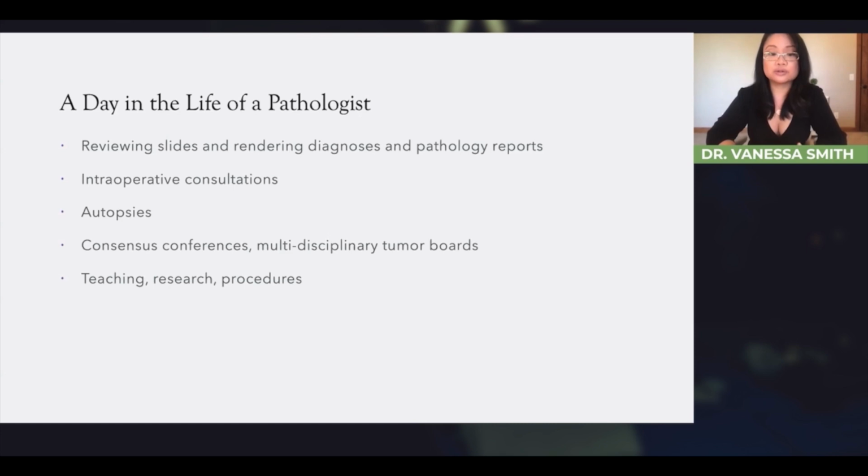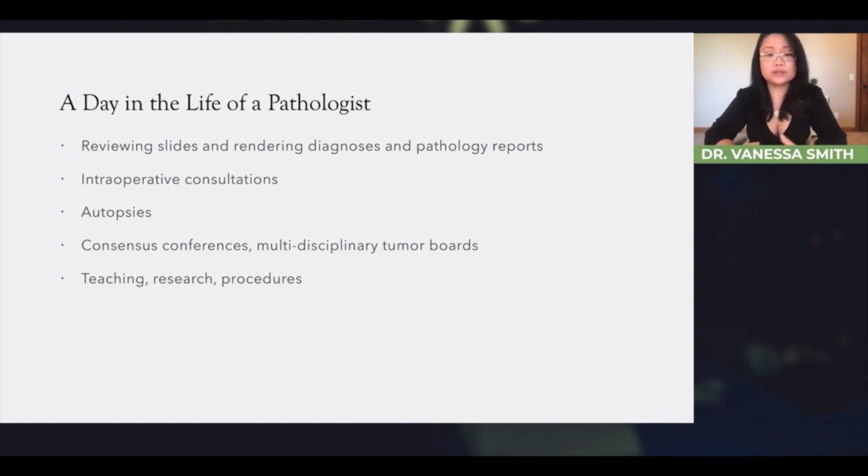So once the slides are ready, we as the pathologist review the patient's clinical information. We look at all their imaging, all their labs, and then examine the slides under the microscope. And then sometimes we can come to a diagnosis immediately. Sometimes we need to order additional tests. Molecular testing, for example, is becoming ever more prevalent and important in our diagnosis. And then we render a diagnosis as well as a detailed pathology report.